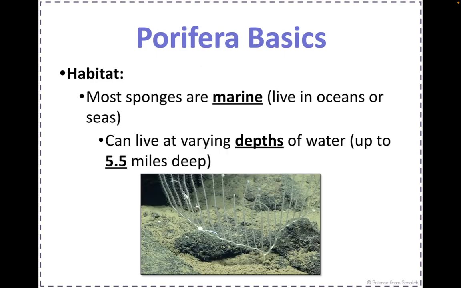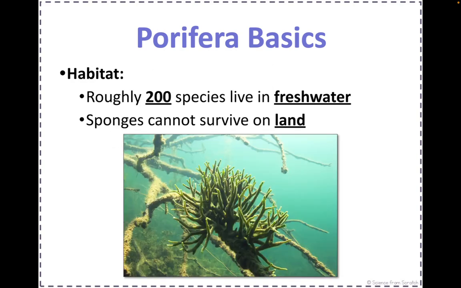Habitat is the next thing we'll talk about. Most sponges are marine, so they live in oceans or seas. And just a quick recap, an ocean is larger than a sea and is not contained by land. A sea is an extension of the ocean that is partially enclosed by land. And they can live at varying depths of water, so they could live up to 5.5 miles deep.